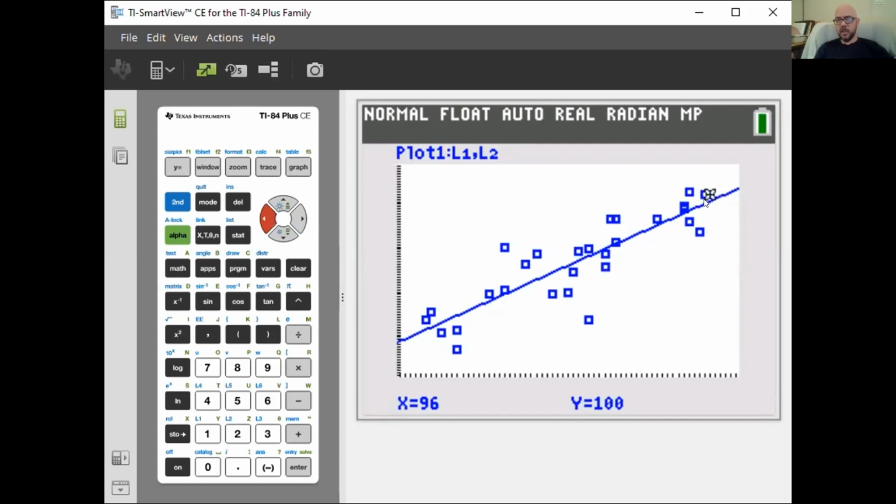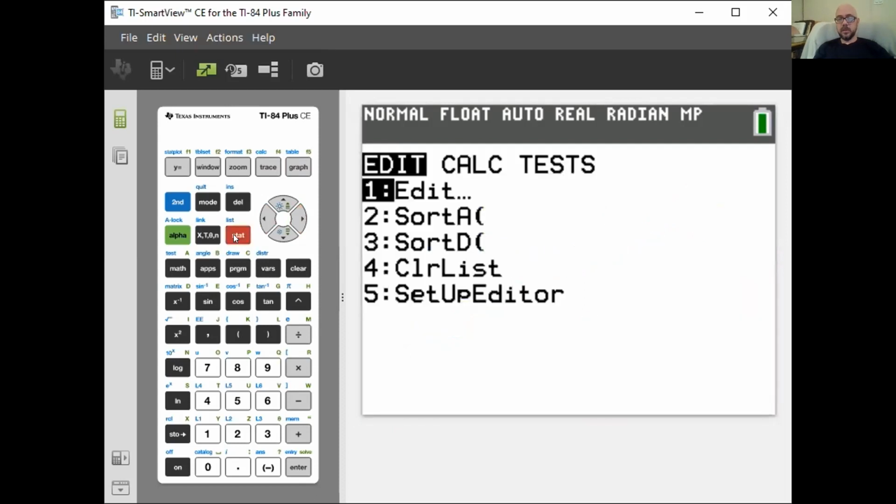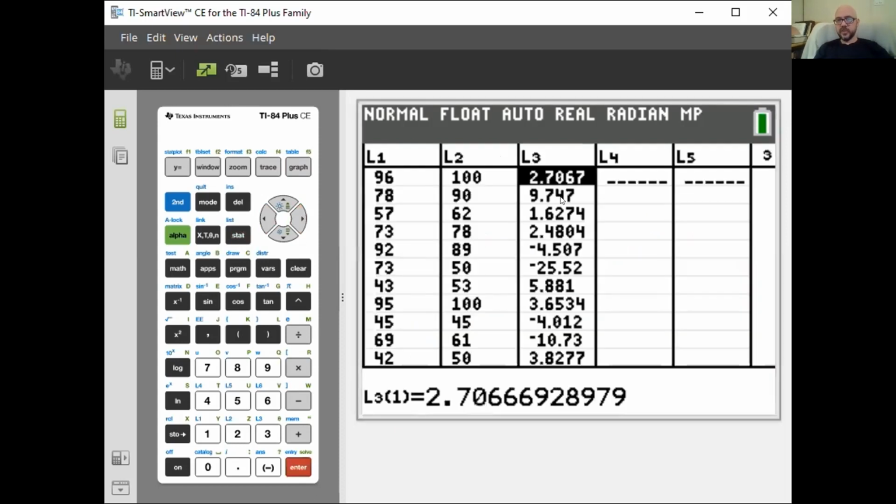Now, if we look at this person we were talking about, person number 2, they scored more above the line. Their final score exceeded our prediction by more. So let's see what their residual is. The second person has a residual of 9.7, a bigger number, farther above the line.